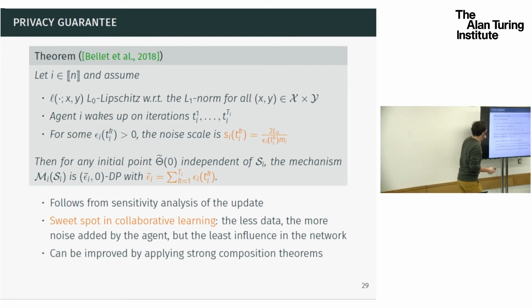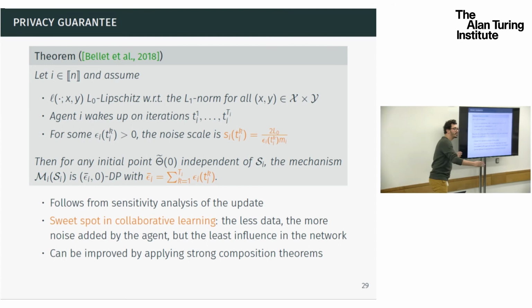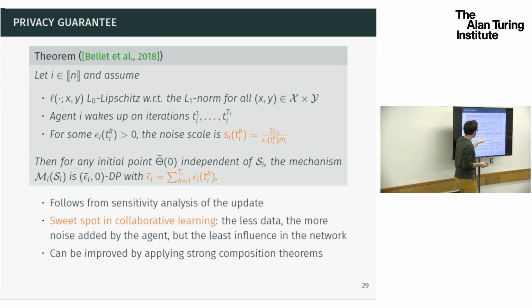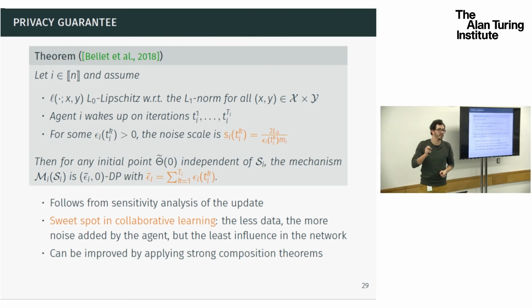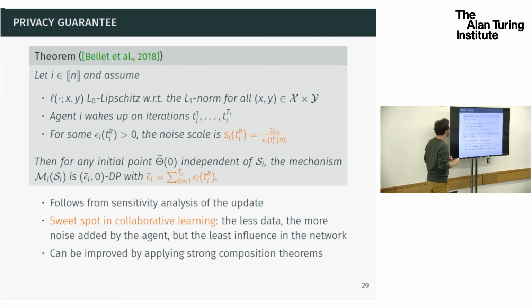This is the privacy guarantee that you get. I'm going to be short on this because this is just an application of an existing result. Essentially, if you assume that agent i wakes up at a particular set of iterations, and it uses noise which is inversely proportional to some epsilon_i and the size of its data set, then the sequence of all the model updates that it shares satisfies epsilon_i bar differential privacy, where this epsilon_i bar is the sum of the epsilon_i's that I used at each iteration. This is the composition property of differential privacy, and you can actually do better than just the sum. There exist some stronger composition theorems, which I'm not going to go into.